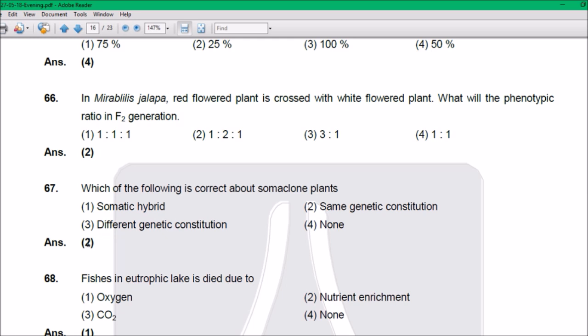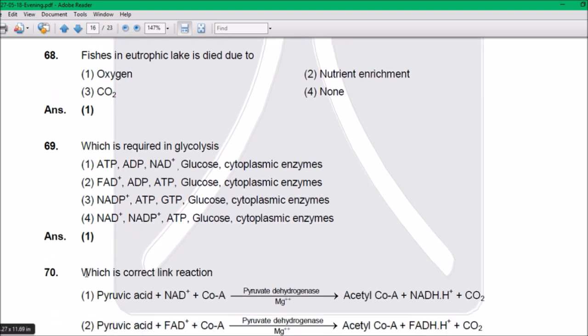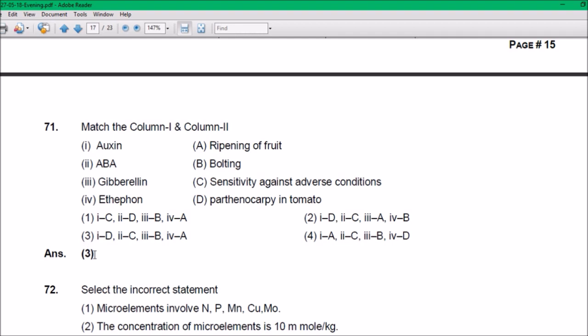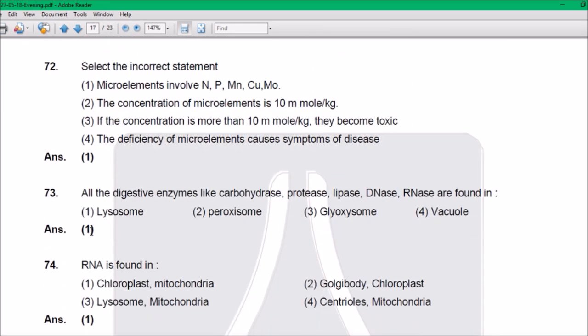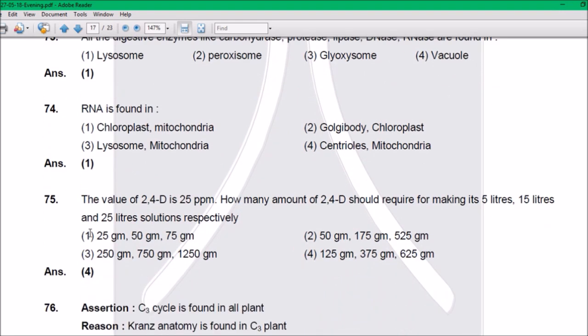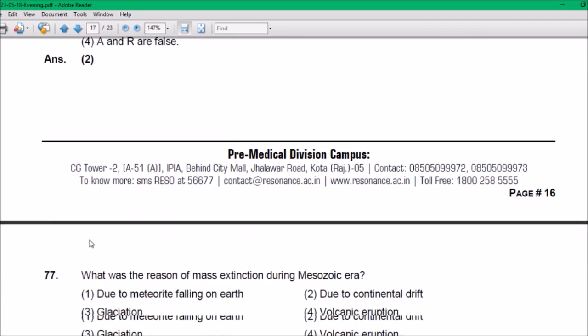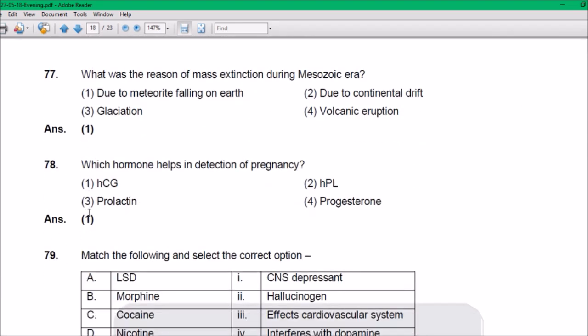And then 68, answer is 1, 69, answer is 1, and then 70, answer is 1, and then you have 71, answer is 3. And then 72, answer is 1, 73, answer is 1, 74, answer is 1, 75, answer is 4, 76, answer is 2, and then 77, answer is 1, 78, answer is 1.